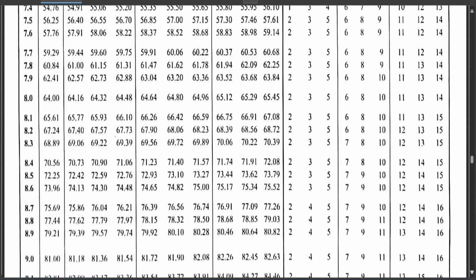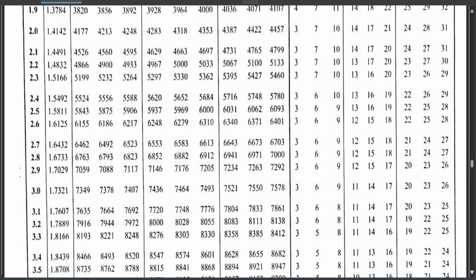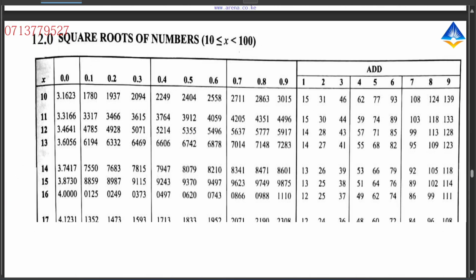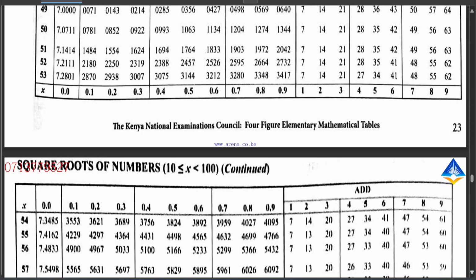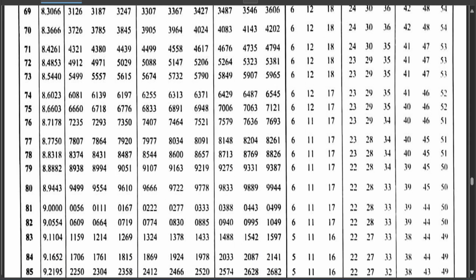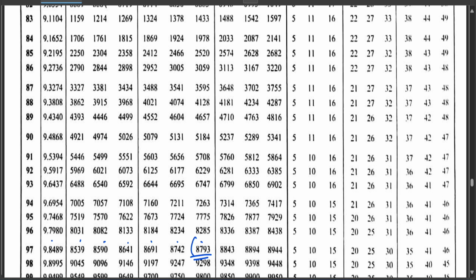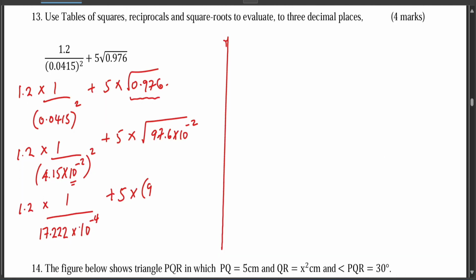So let's search for the square root of 97.6. It should be here. The square root of 97.6 should be 9.8793, so 9.8793 times the square root of 10 to the power of negative 2. You just halve the power to give you 10 to the power of negative 1.